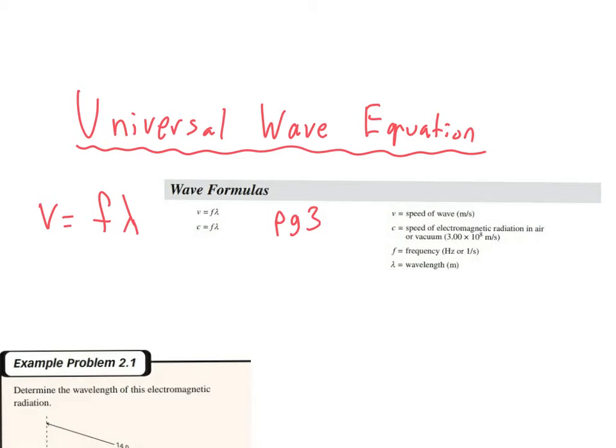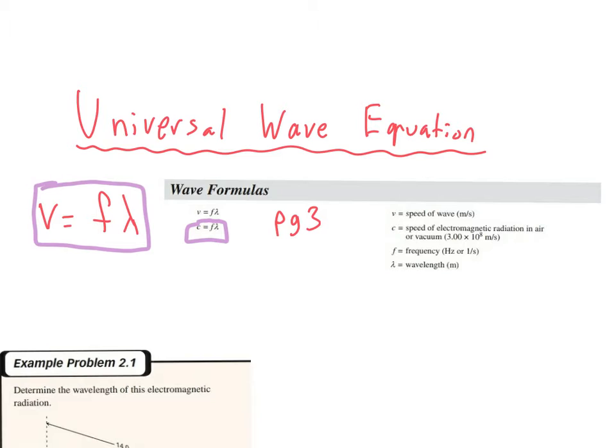Hello Science 30s. I'm going to do a video on the universal wave equation. The universal wave equation you will find on page 3 of your data booklet. The equation is written in two different ways. It's either going to be written as v equals f lambda or c is equal to f lambda.